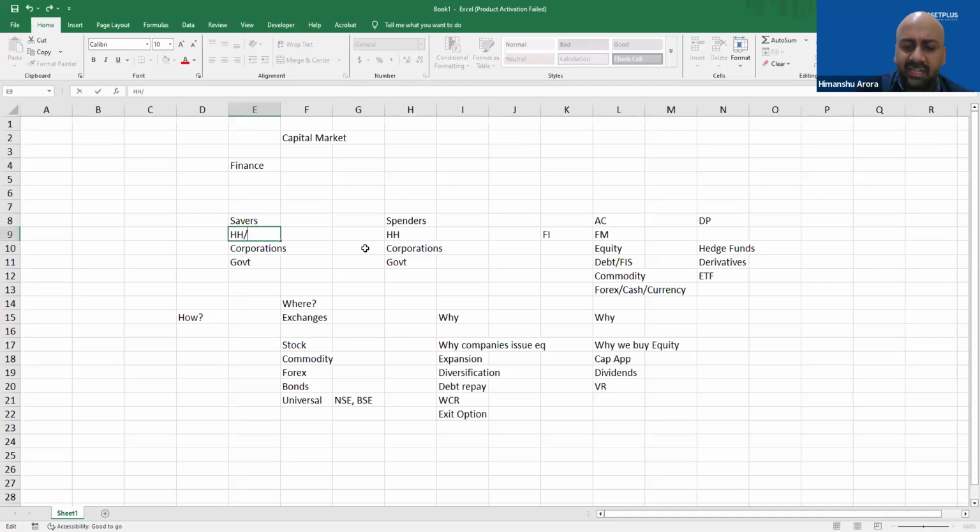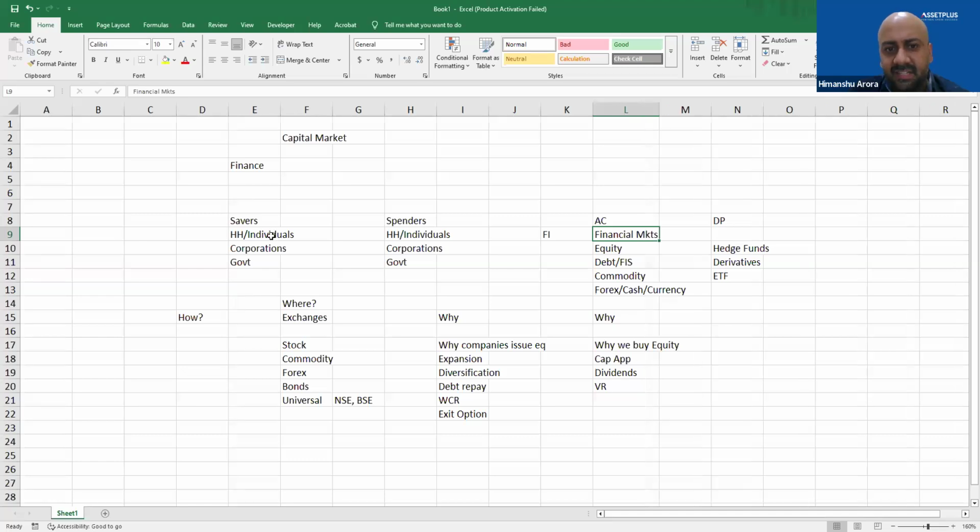These are households or let's call them individuals. FM stands for financial markets. And HS stands for households or individuals.